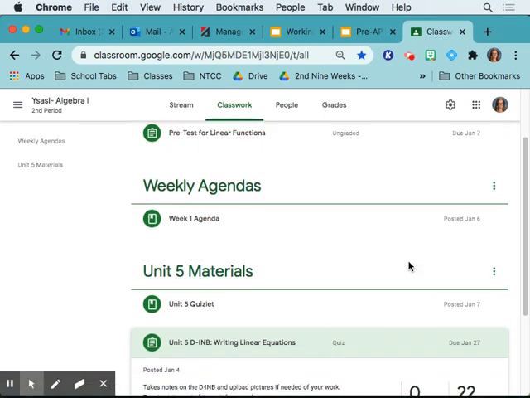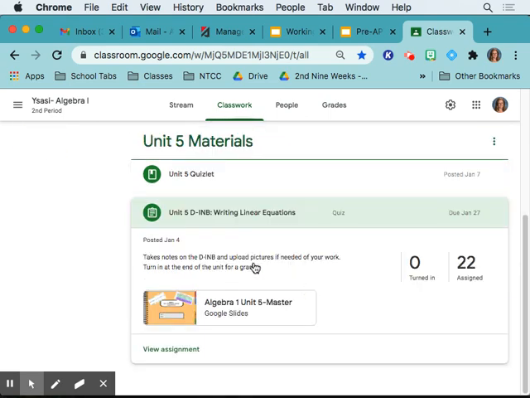Okay, let's look at our Unit 5 materials. This has a due date of January 27th, but that could change just depending on where we're at. At the end of this unit, you will turn it in for a quiz grade. So it's important that you take the notes that you're supposed to take on the days that you're supposed to take them. Don't wait till the last minute and be like, oh my gosh, I didn't take any notes. I just ignored everything, and now I've got to go and copy someone else's journal. Don't do that. You should be taking notes as we go along.